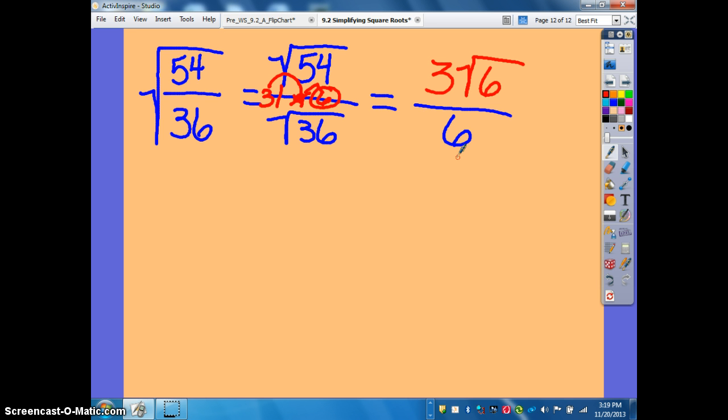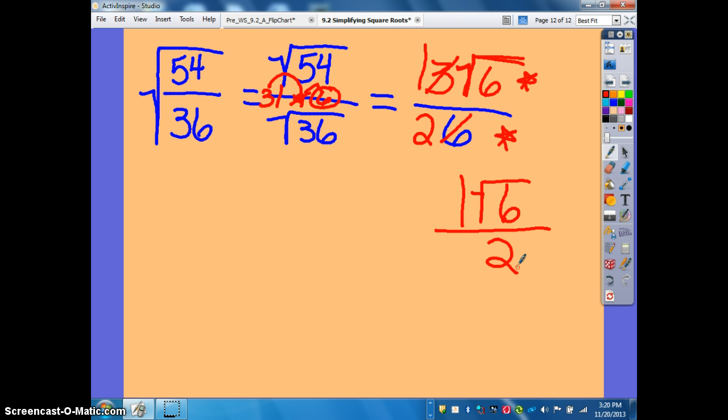Now, technically we're not done with that one. No, the 6 and the 6 can't be crossed out because this is inside the jail. That's left all by itself. But look at this fraction, 3 over 6. We can simplify that. 3 goes into here once, 3 goes into here twice. So now even a better answer is 1 times the square root of 6, that's my numerator, and my denominator is now 2. All right, so 1 times the square root of 6 over 2.